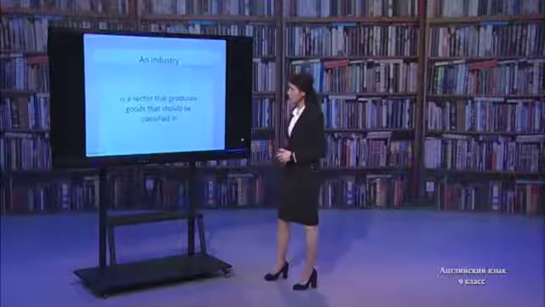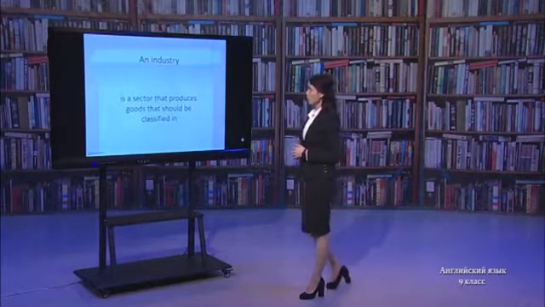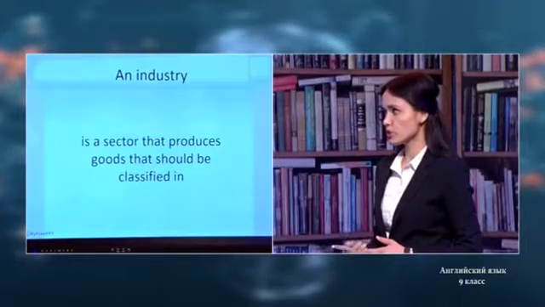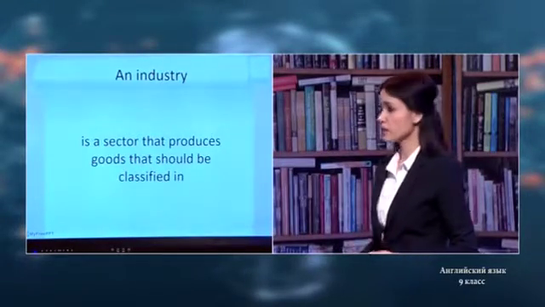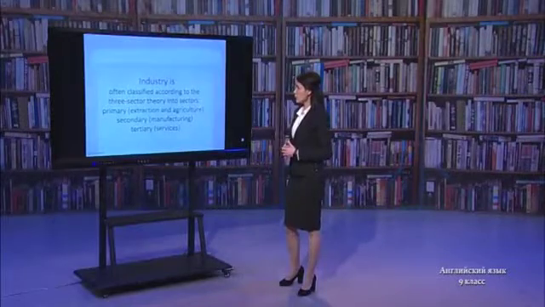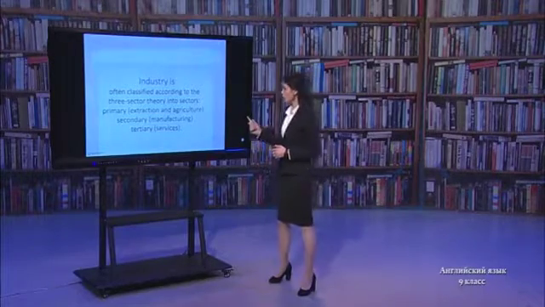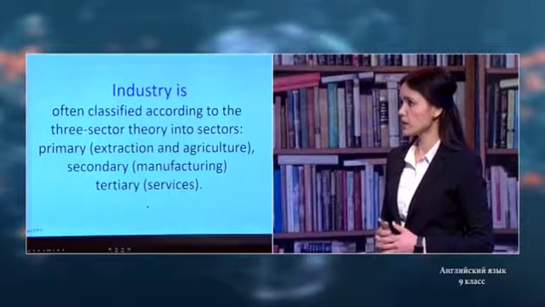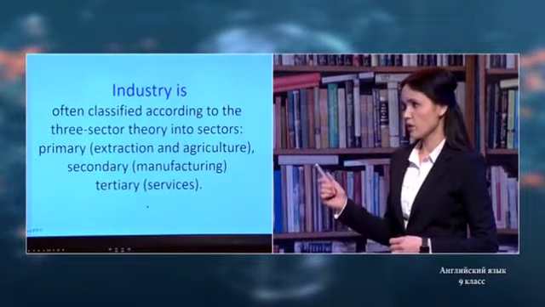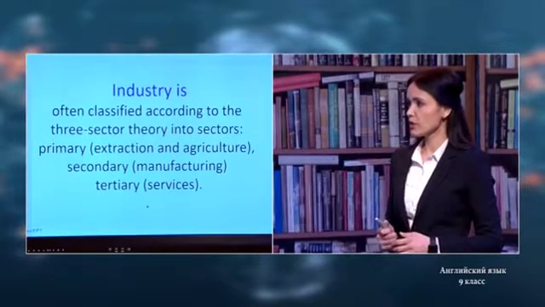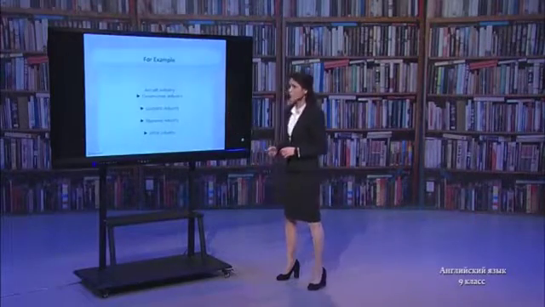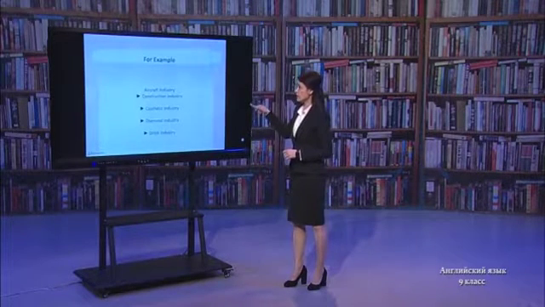Well, industry. This is the definition of industry. Industry is a sector that produces goods, often classified according to the three sector theory in sectors: primary, which means extraction and agriculture, secondary, manufacturing, and tertiary, services. Services, we'll cover in the next slides.